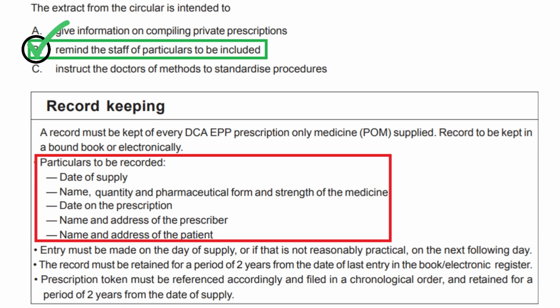The paragraph does mention recording private prescriptions, but it does not provide information on how to compile them. It focuses on the record-keeping aspect, specifying what particulars should be recorded and how long the records should be retained. Therefore, option A is incorrect.